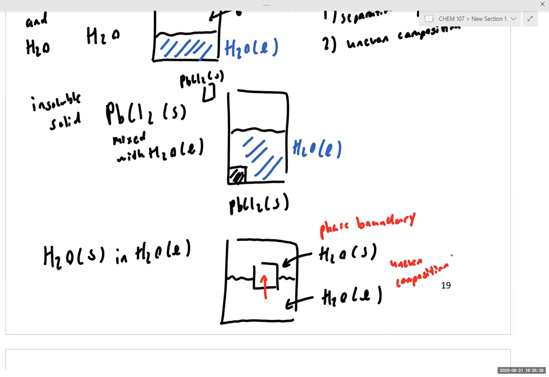Do these examples make sense to everyone so far?